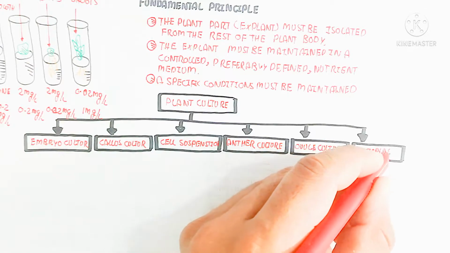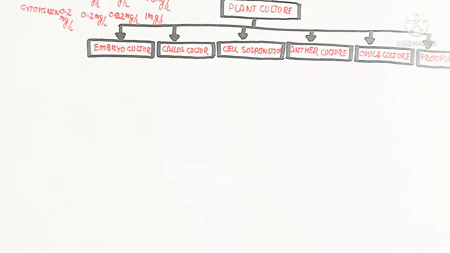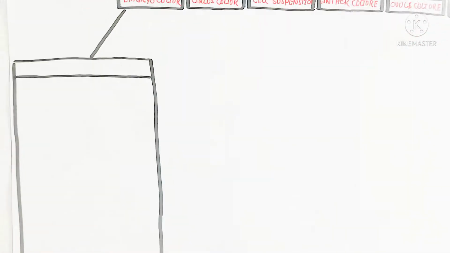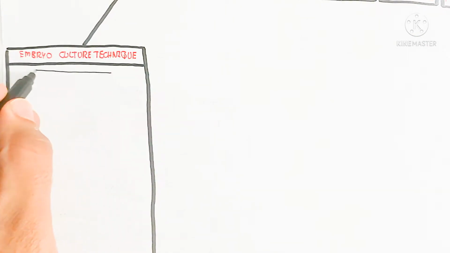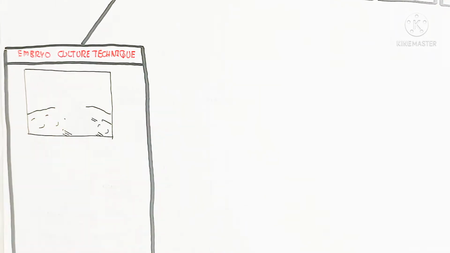The plant culture is of different types: embryo culture, callus culture, cell suspension, anther culture, and ovule culture or protoplast. So let's begin to understand one by one what each is. First of all, we need to understand the embryo culture technique. So here is the seed. This is the embryo isolation from the seed.